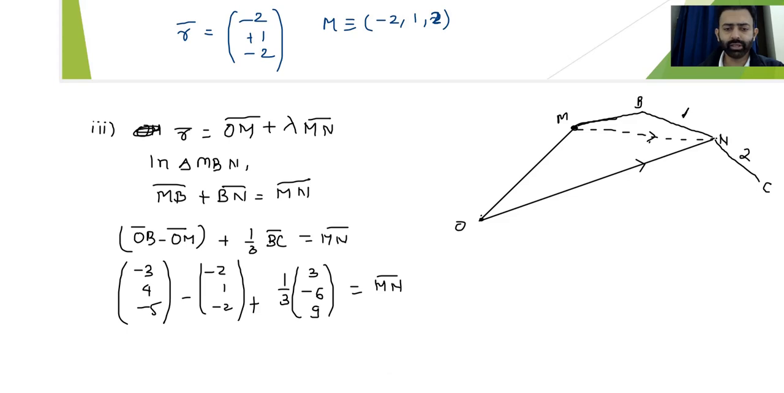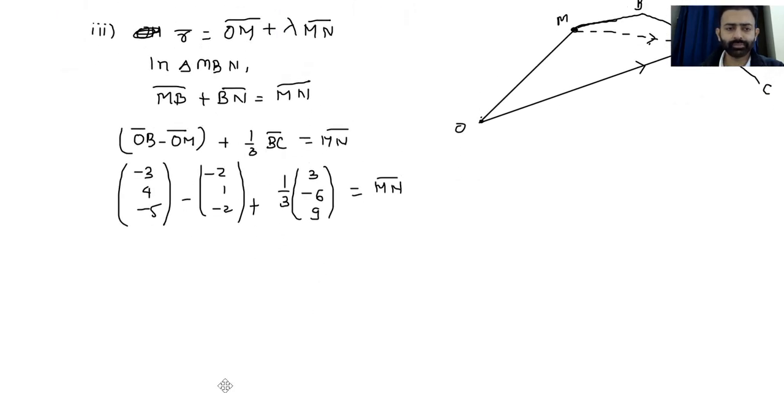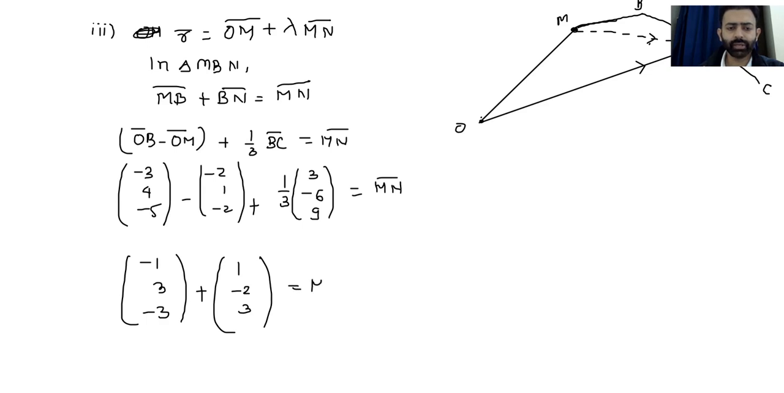So let us quickly calculate this. Minus minus will become plus, so it is -1. -3 plus 2 is -1. 4 minus 1 is 3. And this is -5 plus 2 is -3. Right, this is plus 1/3 of this will be 1, -2 and 3. Okay, this is your vector MN. So vector MN is 0, 1 and 0.